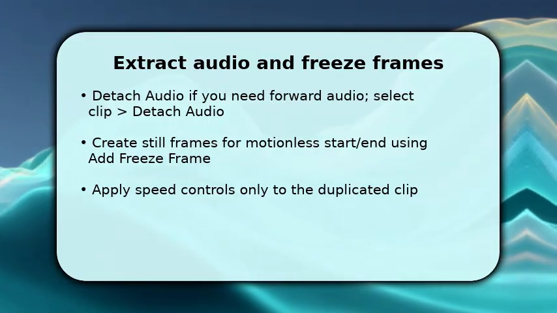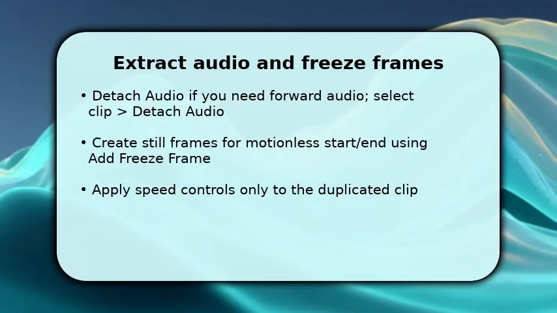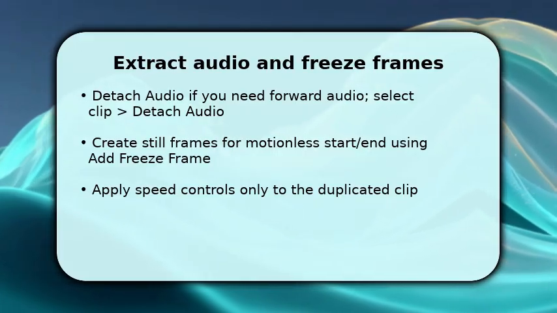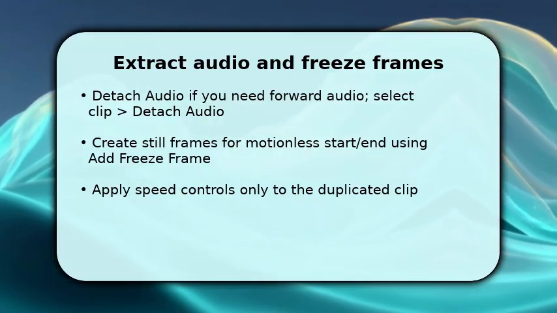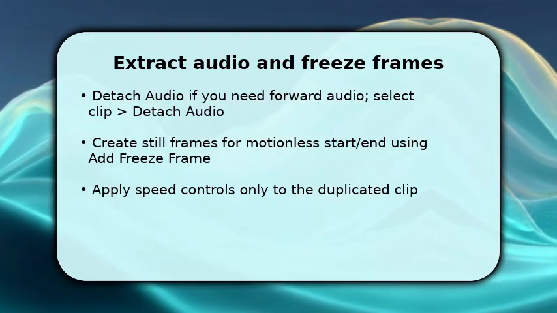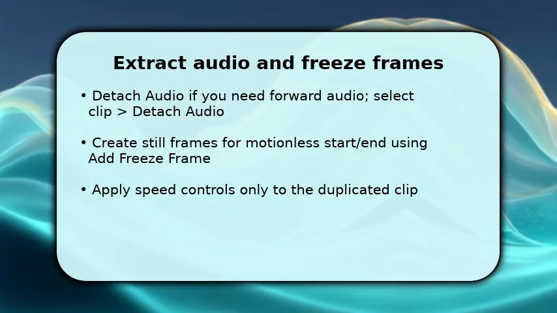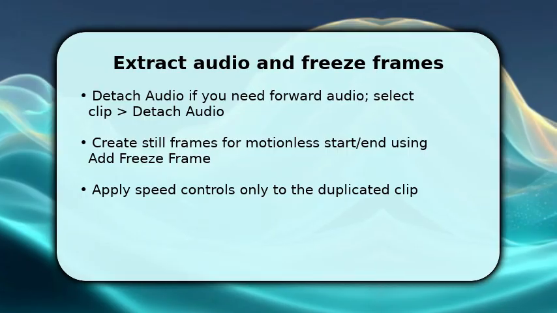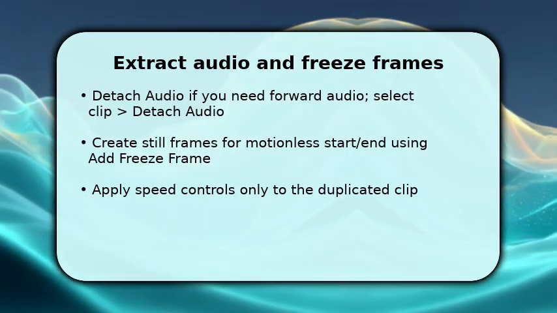Then, add brief freeze frames at the clip's boundaries to avoid abrupt motion glitches when playback flips. After stabilizing edges, open speed controls and choose custom to prepare for reverse. Don't alter speed yet. These preparations keep motion and sound predictable.